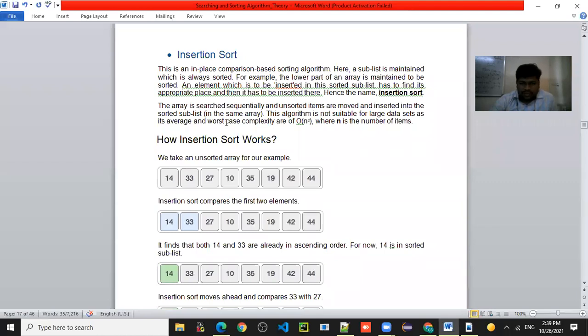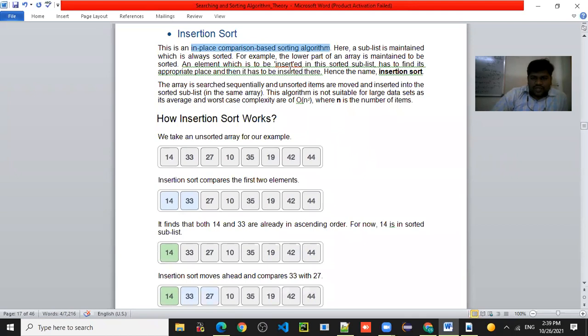Not in-place sort, right? So this algorithm is an in-place comparison based sorting algorithm. The sublist we are maintaining, we are keeping in sorted order. We'll take this example and discuss the insertion sort. Here an unsorted array is given to you for the sorting purpose.